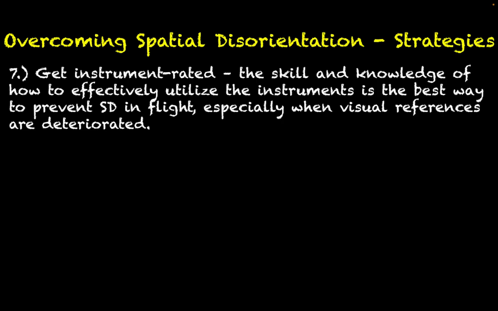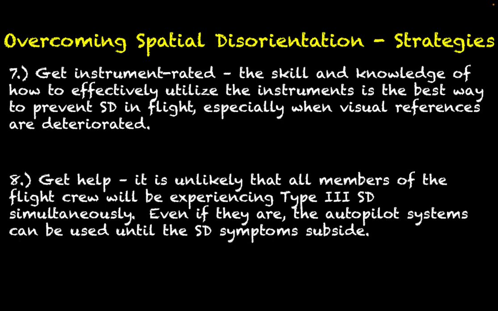And then finally, get instrument rated. It's a very useful skill, and it will allow you to fly more safely in a greater number of settings and conditions and environments. The skill and knowledge of how to effectively use your instruments and use the information that they provide is the best and most effective strategy for preventing spatial disorientation in flight. And this goes right along with the trust your instruments mantra. The best way to trust your instruments is to get rated on the instruments. Know exactly how to use them. Be well trained and well practiced on how to use your instruments.